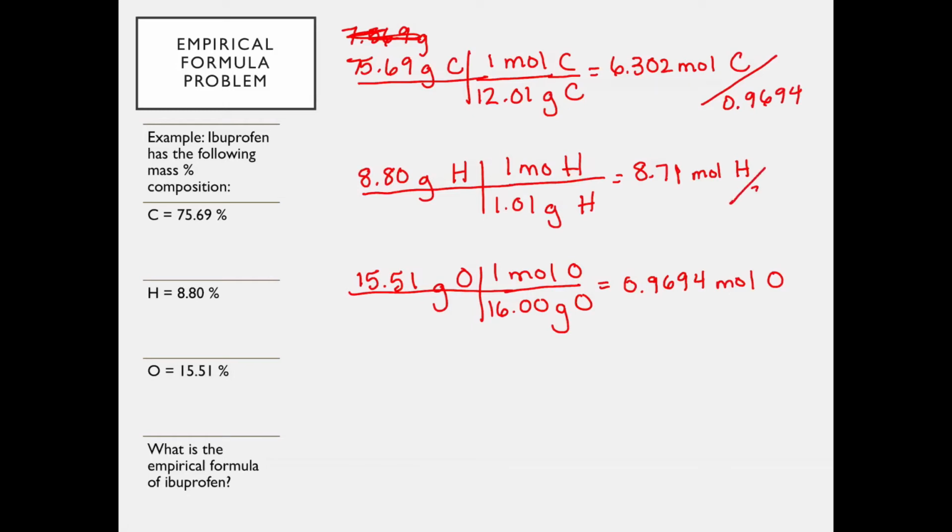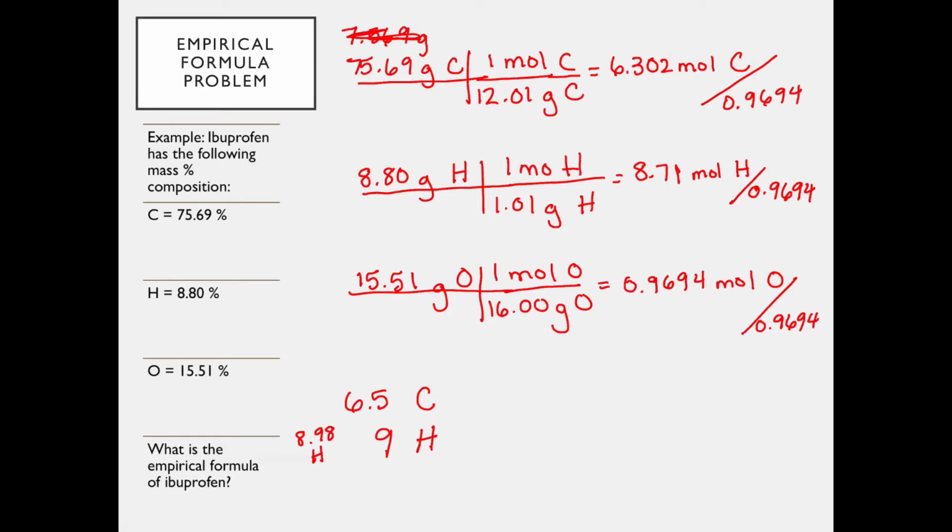So we'll divide this one by 0.9694. So we're dividing all of those up, and I'm going to go ahead and continue down here on the bottom. So when we do 0.6302 moles of carbon divided by 0.9694, we get 6.5 carbons. If we do the same thing, right, that 8.71 moles of hydrogen divided by 0.9694, we are going to get 8.98 hydrogens.